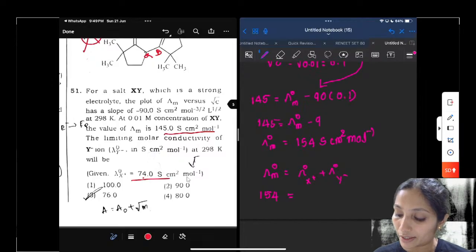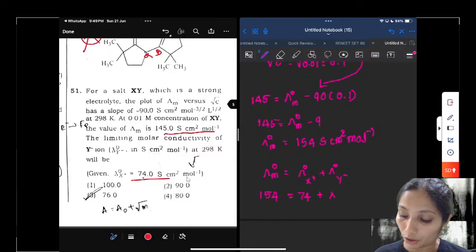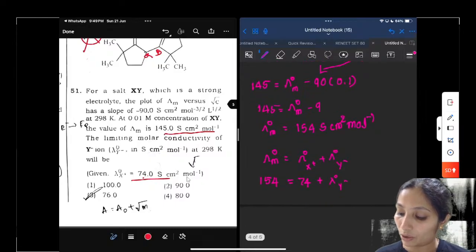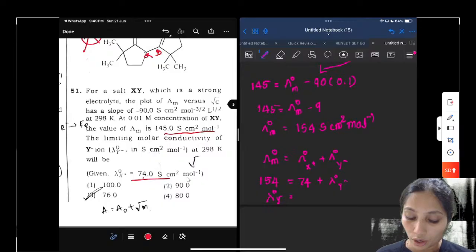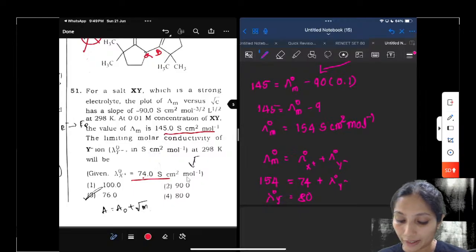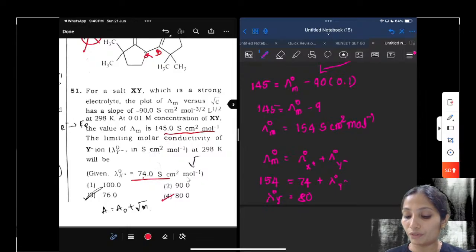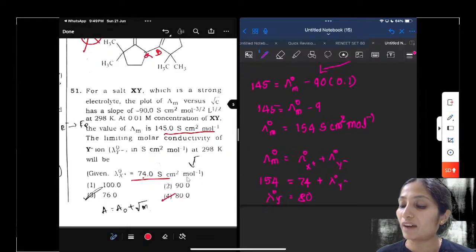Here in the given it is that 74 plus lambda naught of Y minus. So rearrange this and calculate the value of lambda naught of Y minus. How much do we get? 154 minus 74, which is nothing but 80 Siemens square. Yeah, 80 we get, which is in option 4. So for question number 51, option 4 is the correct answer.